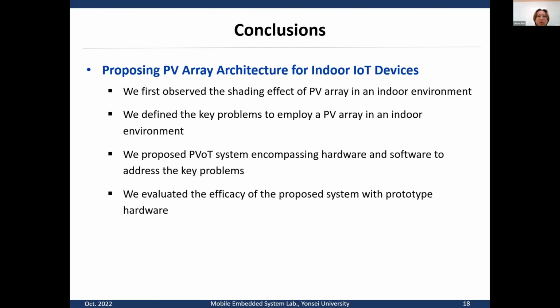So in conclusion, we observed the energy loss of the PV array due to shading effects in an indoor environment. And we then defined 3 key problems to exploit the PV array for an indoor IoT device. Next, we proposed the PVoT system to address the key problems by exploring the physical properties of photoresistors and the PV array. And finally, we evaluated the efficiency of the proposed system with the prototype hardware. Thank you for listening.